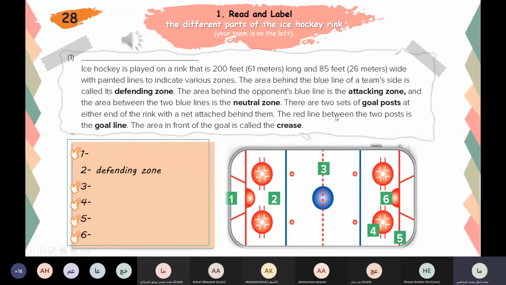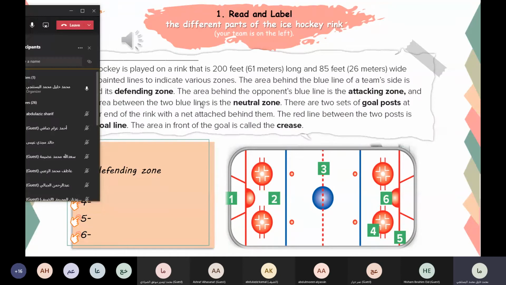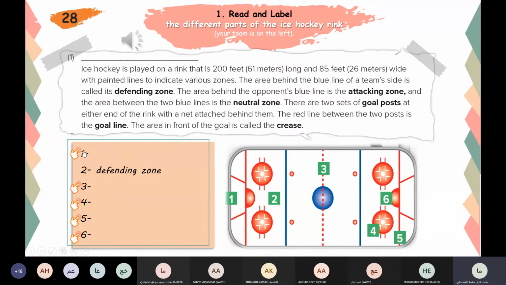The red line between the two posts. What do we call? There are two what? We can try. What do you think number 1 is? Which part is number 1? What do we call it here, number 1? What do you think of goal post? It is a goal post. Number 1 is a goal post.